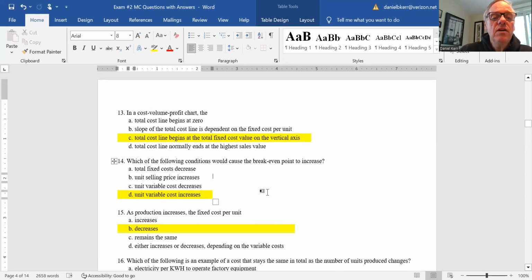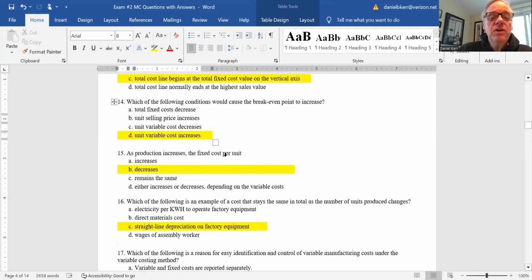Okay. 14. Which of the following conditions would cause break-even to increase? So break-even increases if either the fixed costs go up, the sales price goes down, or the variable cost increases. So the one that causes the break-even point to increase is an increase in the variable cost, which means when you divide the fixed cost by the sales price minus the variable cost, if the variable cost goes up, then your contribution goes down, which means you're going to increase your break-even point.